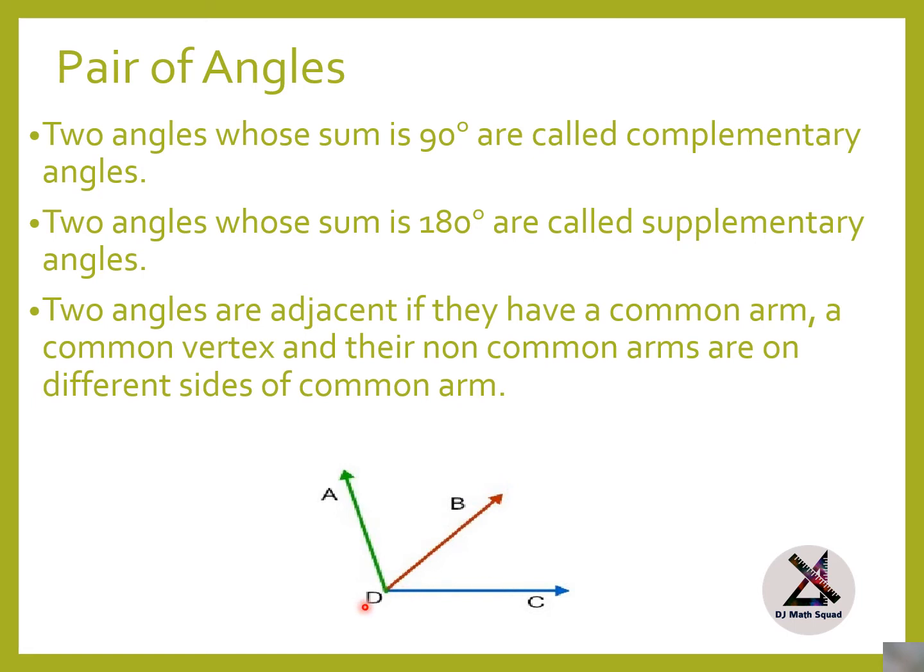So you have a common arm which is DB here, a common vertex which is D, and the angles are on the different sides of the common arm. So if you see here angle BDA, this angle is on one side of the common arm DB and this angle BDC is on the another side of the common arm DB. So they are called adjacent angles.